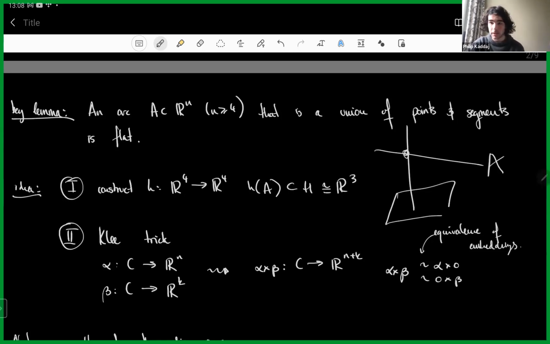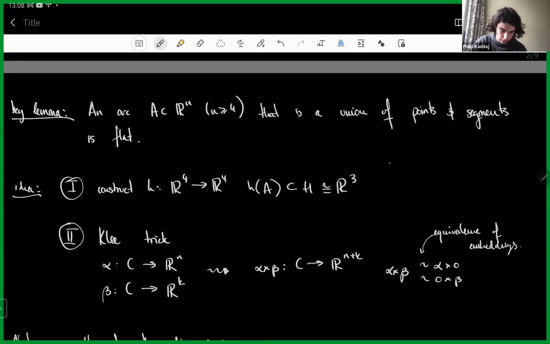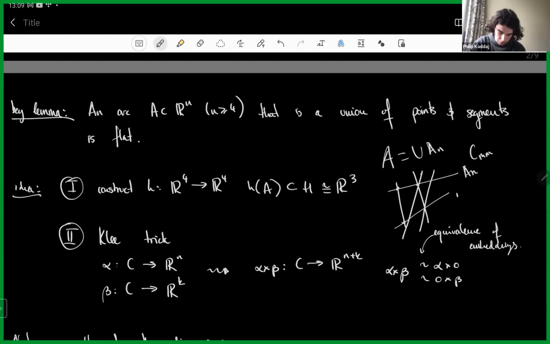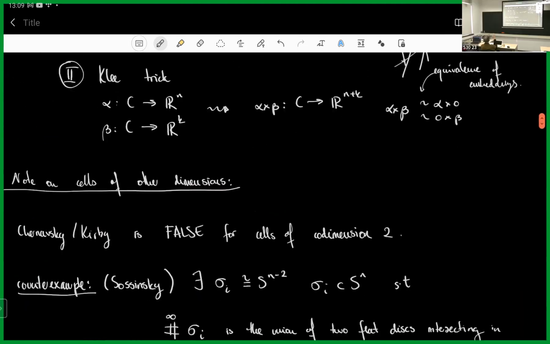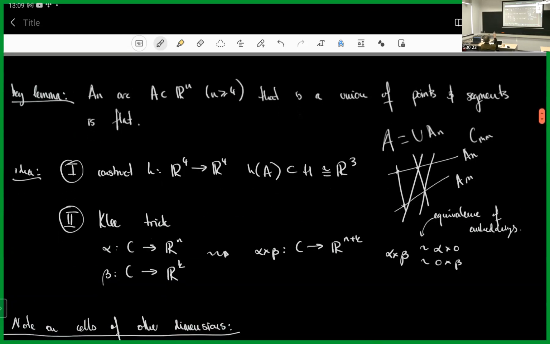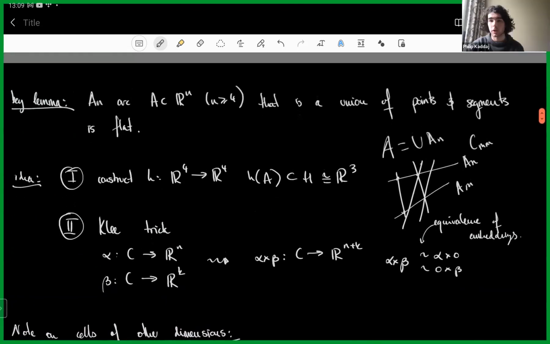And such lines exist, for example, because if we write A as a union of An, then we can take sets Cmn, which are all possible lines, segments between Am and An. And this is a closed affine subspace of Rn, and their countable union cannot cover it. So such lines must exist. That's the idea to prove the Klee lemma.